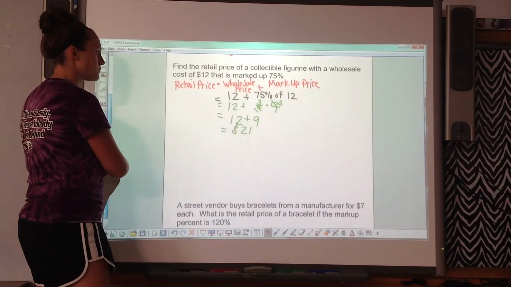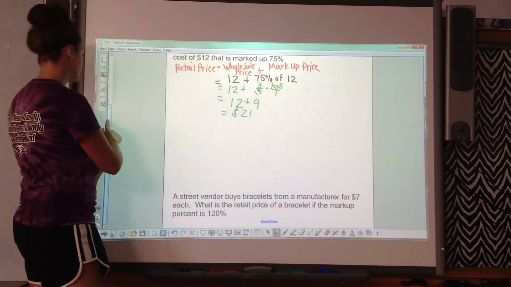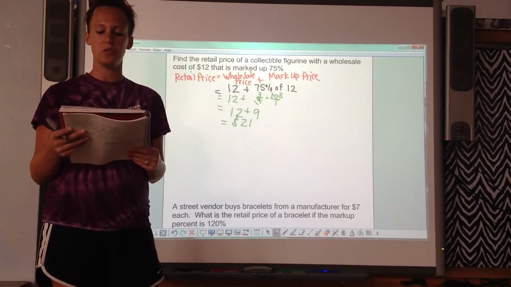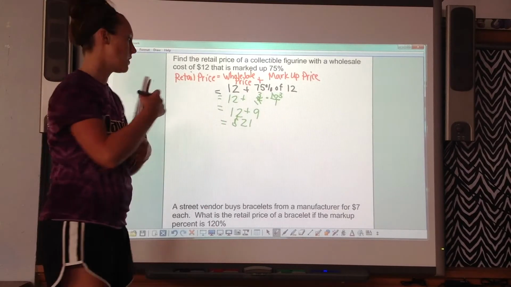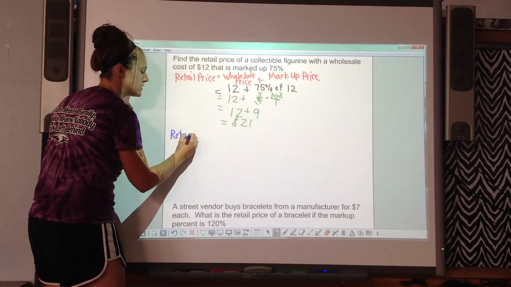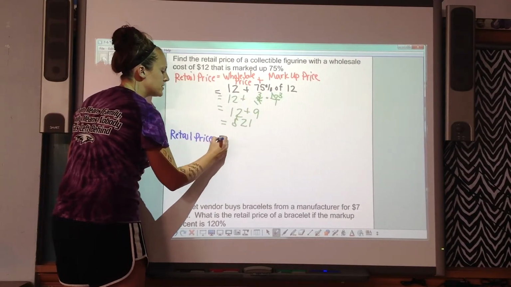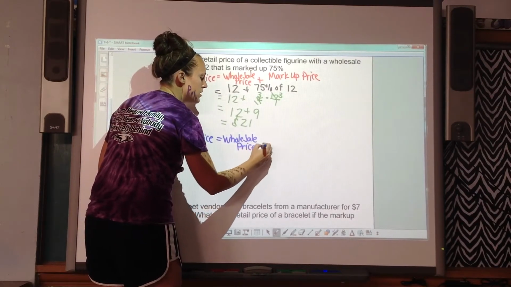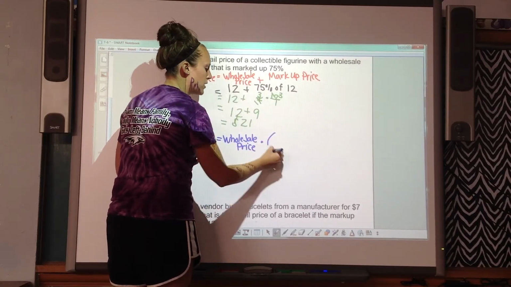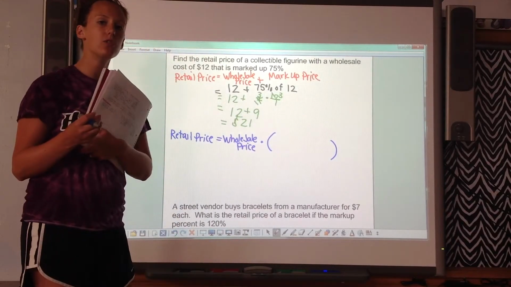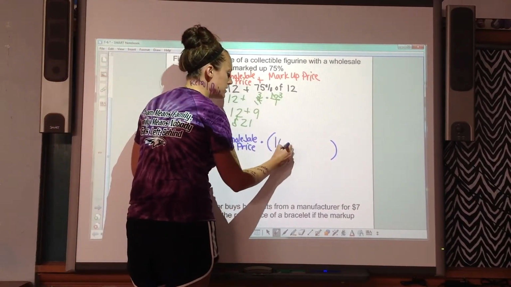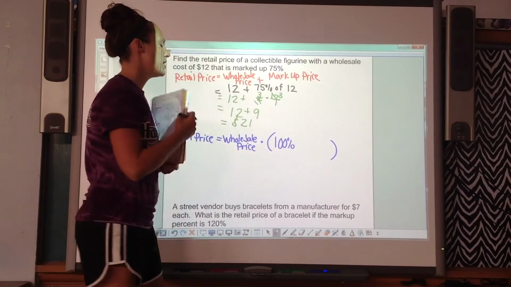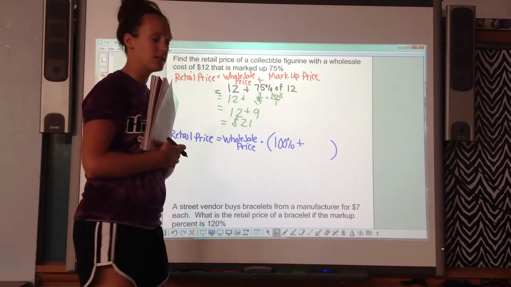We have another method. This is the second method here. Instead of adding wholesale price plus the markup price, you're going to be working with the percents more. So you're going to be multiplying the wholesale price by the percent. So what does that look like? To find the retail price, you're going to take the wholesale price and you're going to multiply that by a quantity. And that quantity needs to represent the wholesale price, so you're going to use 100%. Okay, this represents 100% of the wholesale price, and you're going to add whatever the markup percent is.